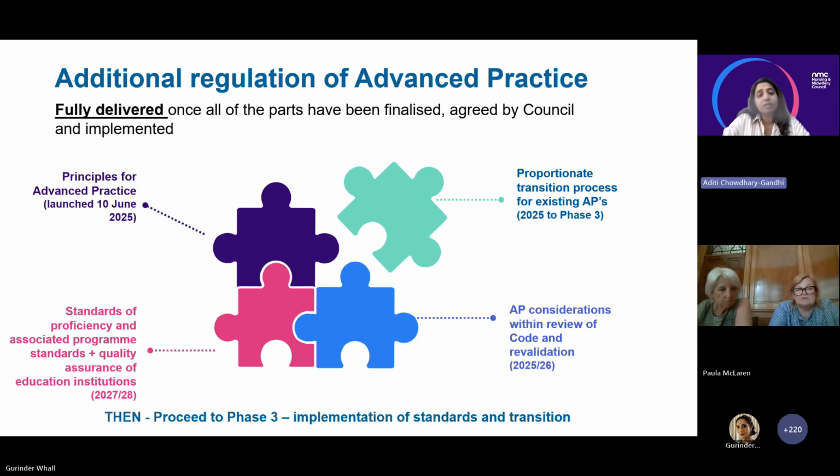And then the fourth and quite critical piece is going to be the standards of proficiency and associated program standards. Now, recognizing that we are looking at advanced practice across nursing and midwifery, two rather distinct professions with different journeys into advanced practice, we've got to be very cognizant of the different issues across the two professions, but also recognizing that there are some commonalities because ultimately we are looking at an advanced level of practice.